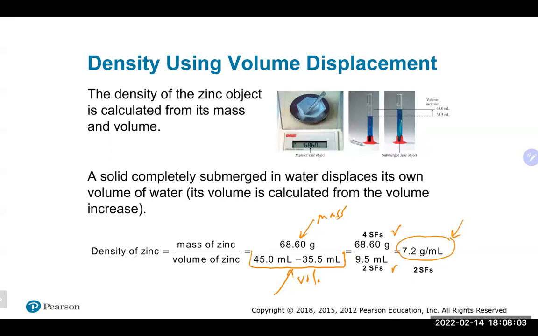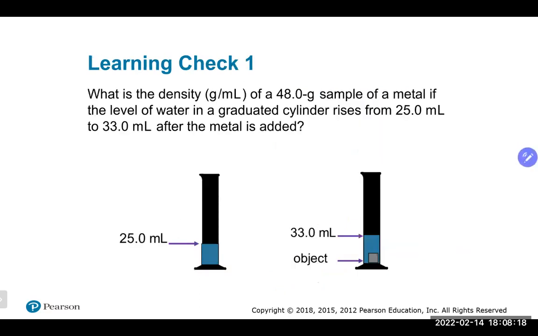So again, in density, you do a lot of times a combination of subtraction with division or multiplication, because that's a very common way that you find the volume. So you just want to make sure, as we talked about, that you keep track of everything as you go through there. All right, so why don't you take one here. What is the density of a 48-gram sample if the water level in a graduated cylinder went from 25 to 33?